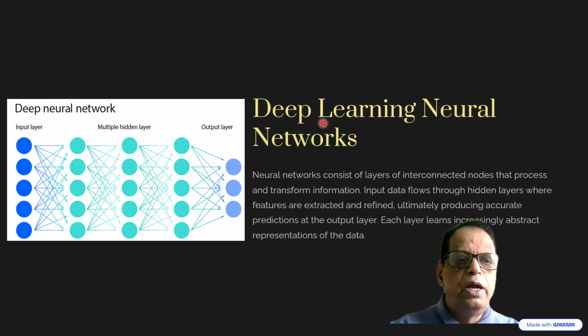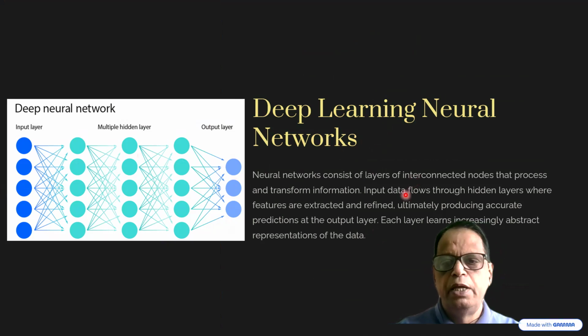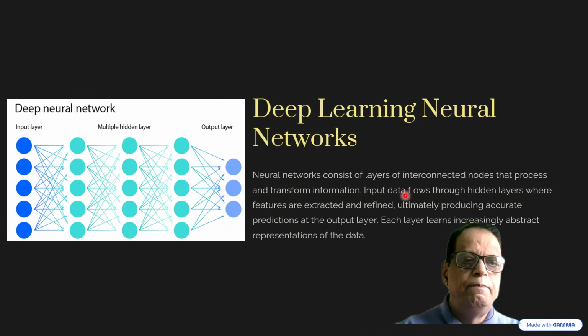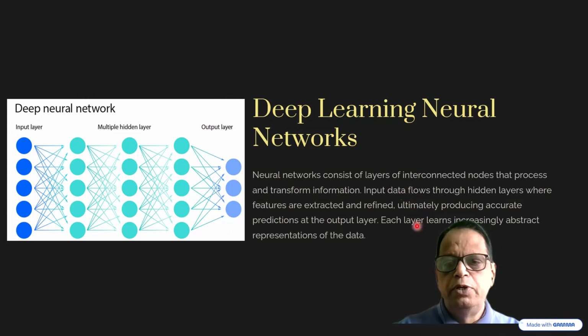So a deep learning neural network looks like this. It has an input layer, then multiple hidden layers, and then the output layer, so that we can generate the output. So basically, it is interconnected nodes that process and transform the information. The input data flows from the input layer to the multiple hidden layers and then to the output layer. So each layer learns an increasingly abstract representation of the data.